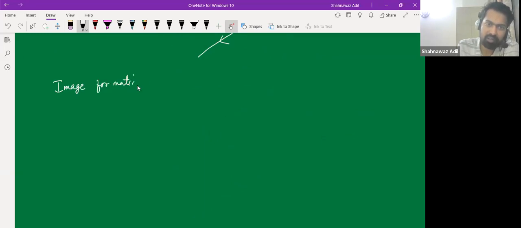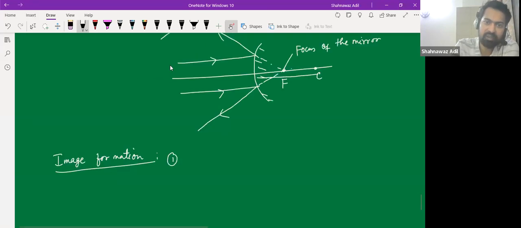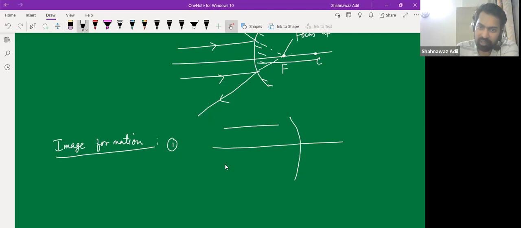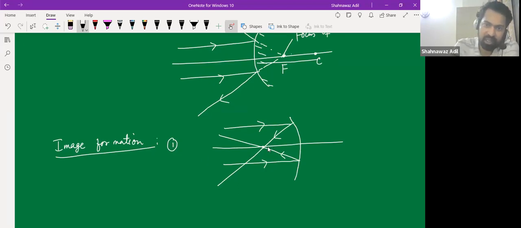So these are all the things that you have already learned in your 10th class. I'm just recapping. So the first one is the definition of the focus that we have: all the lines coming parallel to the principal axis will pass through the focus. So this is the first image formation law, right? And that is the definition of the focus also, right?